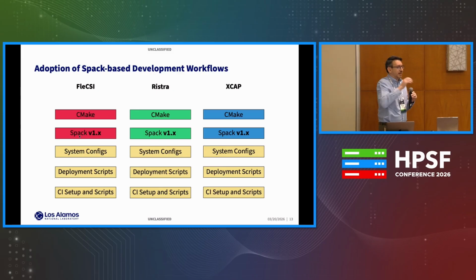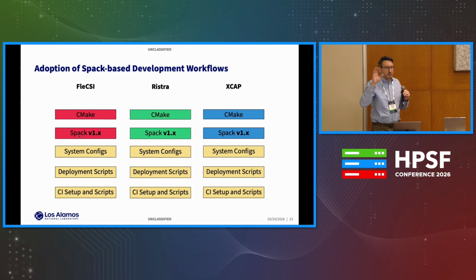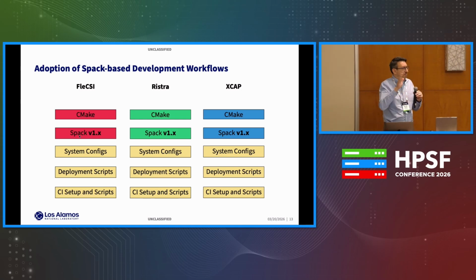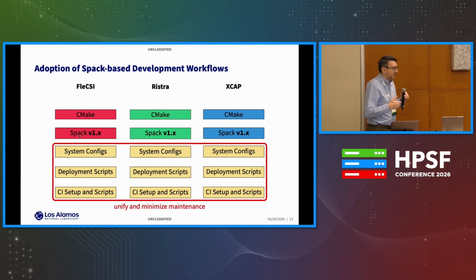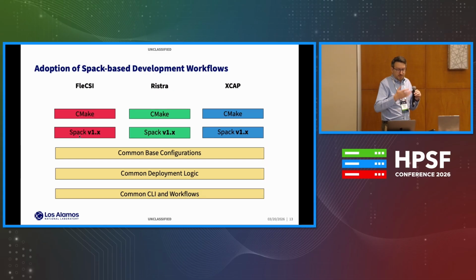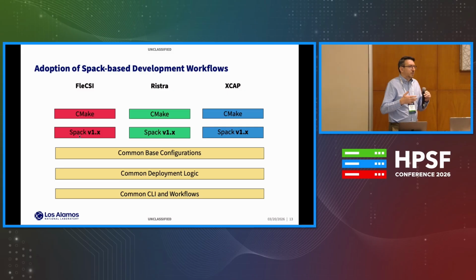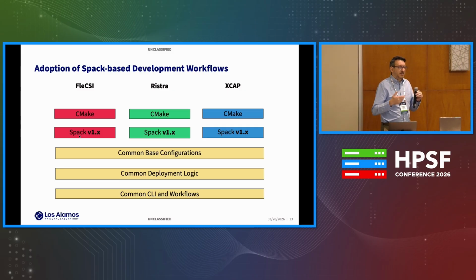Now, some projects like XCAP are even worse. They have individual CIs in their sub-projects, like 10 different CIs. And so then I had multiple copies of the same workflow management part in those projects. So I needed something to unify this and minimize my own maintenance. What I wanted was a common base configuration that I could share across code teams, some common deployment logic, and a tool which allowed me to encodify the project-specific workflows.